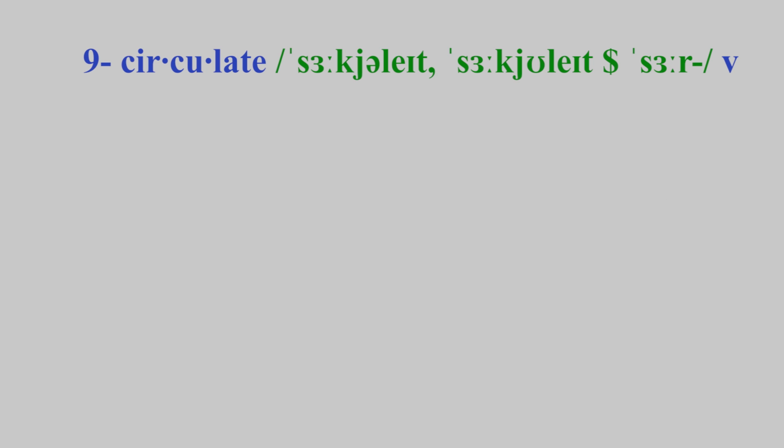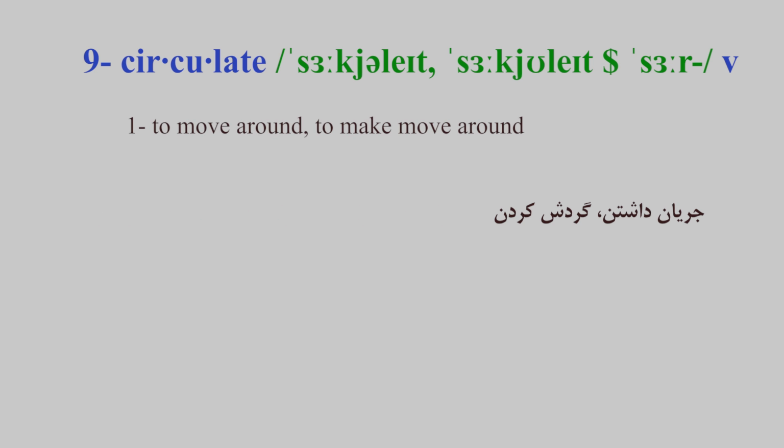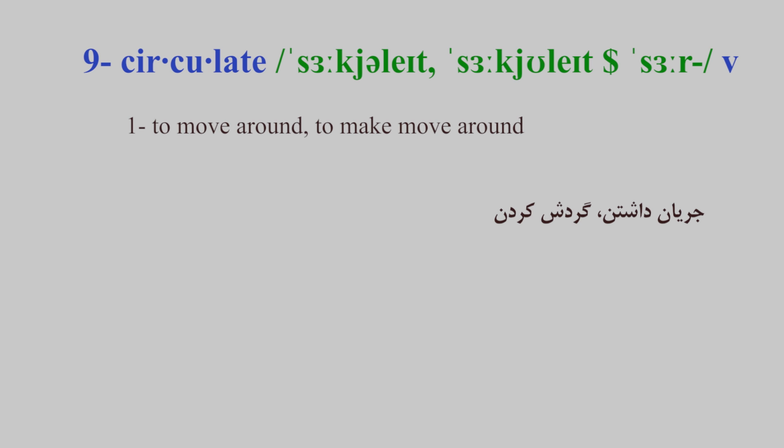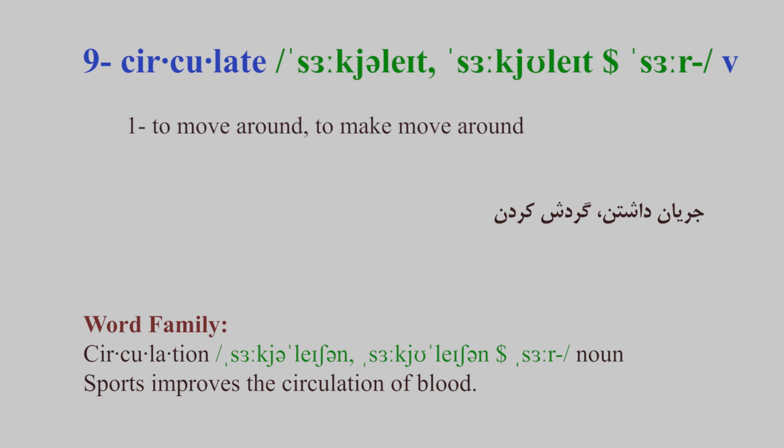And the word number 9 is circulate. Circulate is a verb. It means to move around or to make move around. For example, leave a gap at the top and bottom so air can circulate. It means air can move from one place to another place. And the word family for this word is circulation. It is a noun. For example, sports improves the circulation of blood.